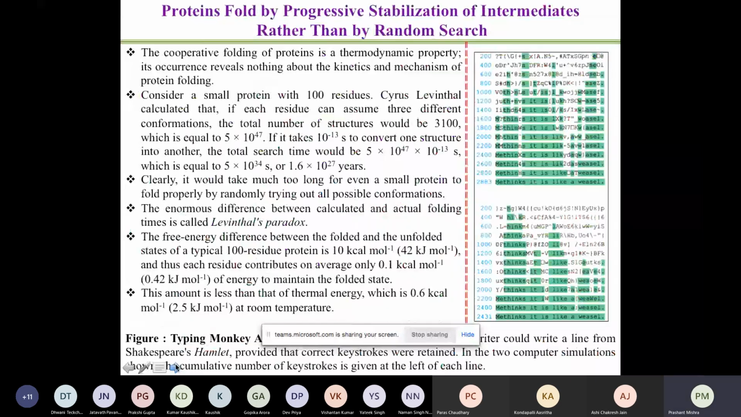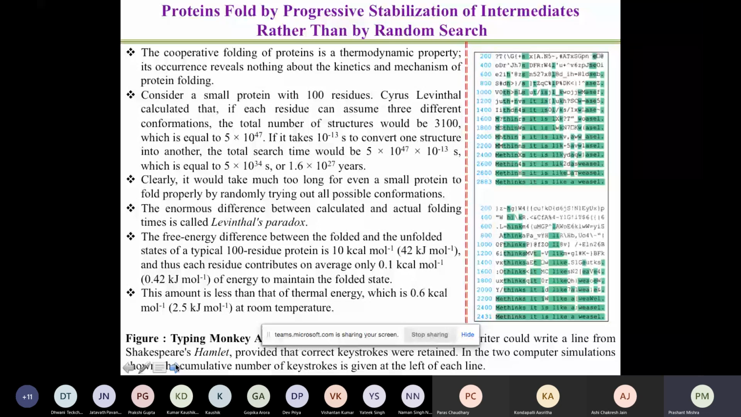Now looking at protein folding, the question comes: how does a protein fold? You have learned the protein can be unfolded, that means the denatured form, or it can be in the native form. Now a very interesting experiment was done and some theoretical value was obtained, and it shows that the cooperative folding of protein, which is a thermodynamic property, reveals nothing about the kinetics and mechanism of folding. So the way a protein folds doesn't tell you about the kinetics or the mechanism of folding, how it was done.